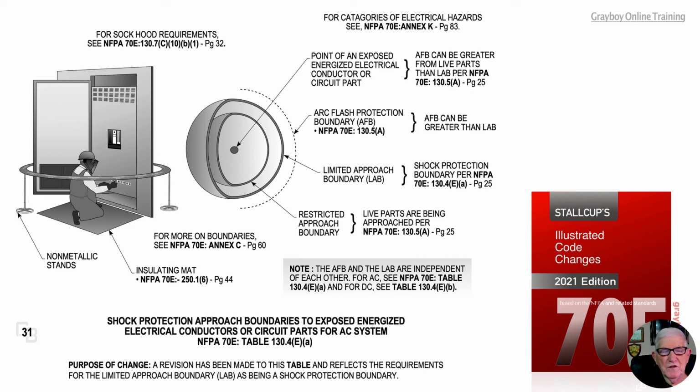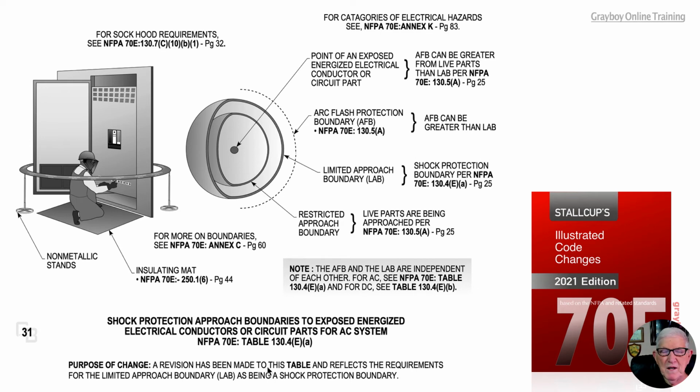Now this illustration deals with shock protection approach boundaries to exposed energized electrical conductors and circuit parts for AC systems. And these shock boundaries, these approach distances, are outlined in Table 130.4 EA. Now, you notice here that the purpose of change was a revision.